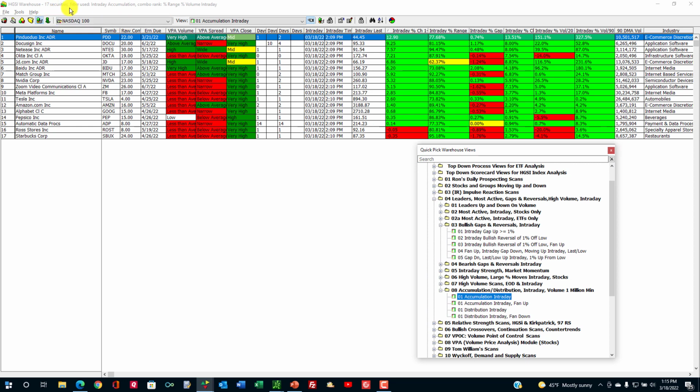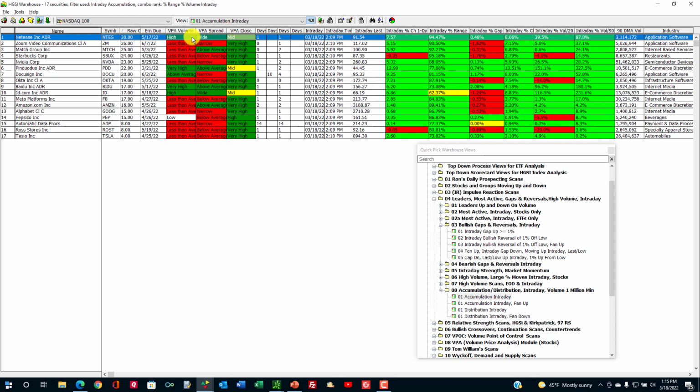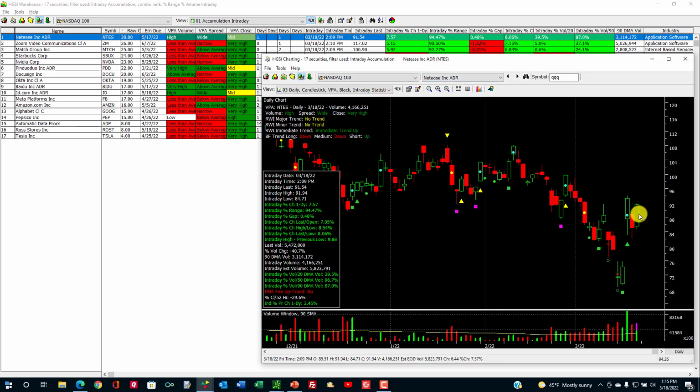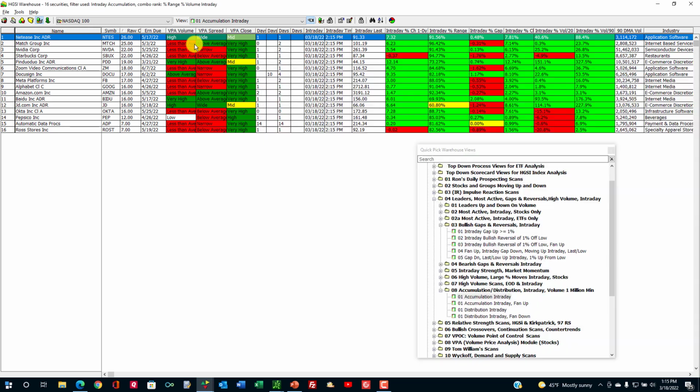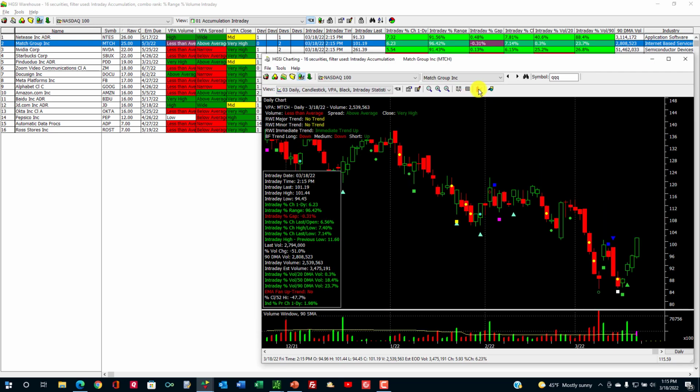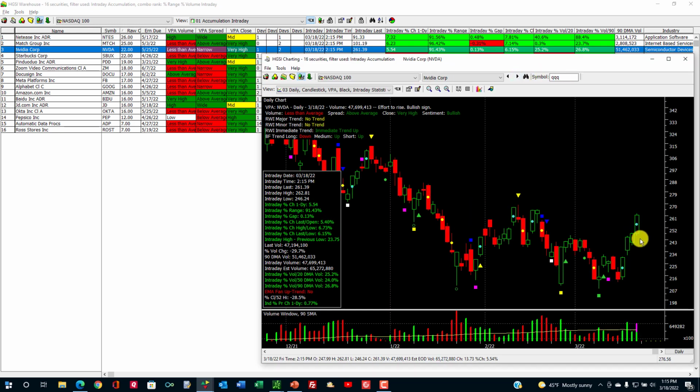But if I do the intraday scans out of slightly over 100 stocks, these are the stocks which are showing strong accumulation today, and you can see this. NetEase is up 7.57% today, trading at 94.47% of its daily range, and that's what the combo is based upon, volume and range. So very strong accumulation on this today. Match Group, same thing, 96.42, up 6.23.